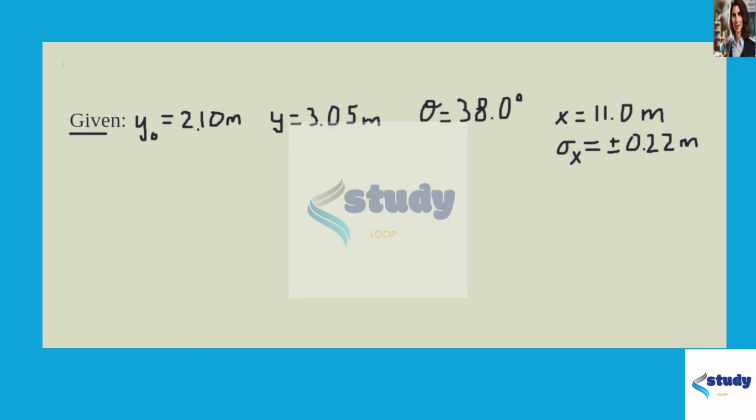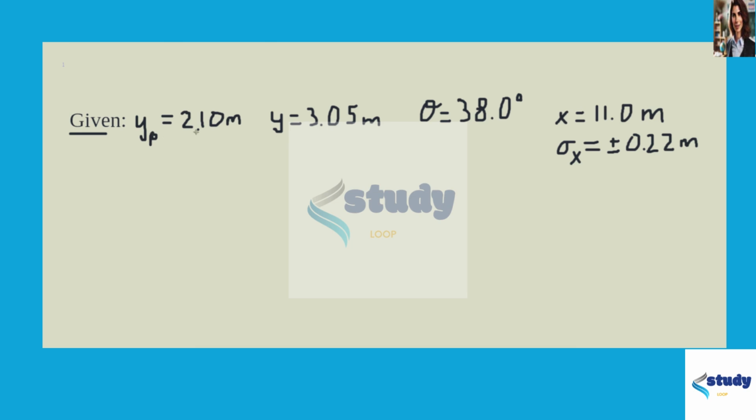Our question says that a basketball leaves a player's hand at a height of 2.1 meters above the floor. The basket is 3.05 meters above the floor. The player likes to shoot the ball at a 38-degree angle. If the shot is made from a horizontal distance of 11 meters and must be accurate within plus or minus 0.22 meters because of the size of the goal, what is the range of the initial speed that is allowed in order for the player to be able to make the basket?